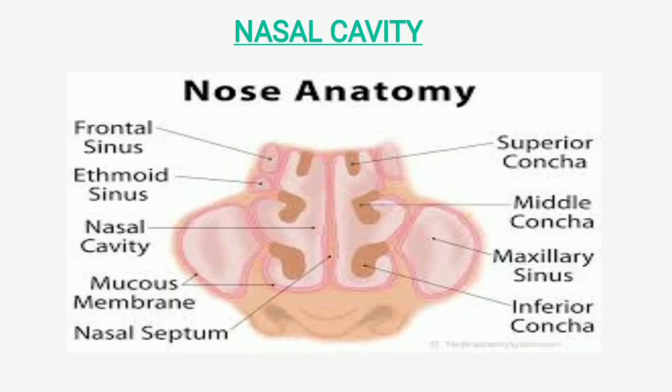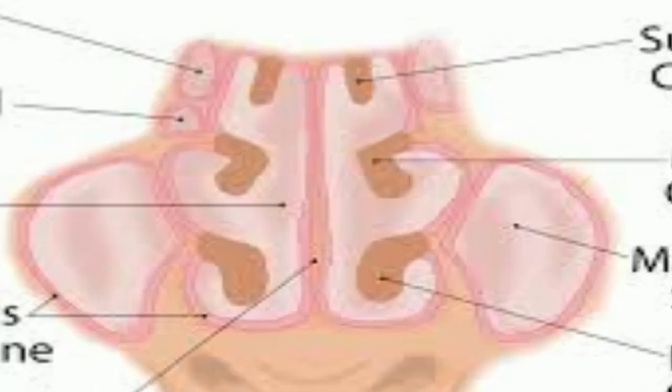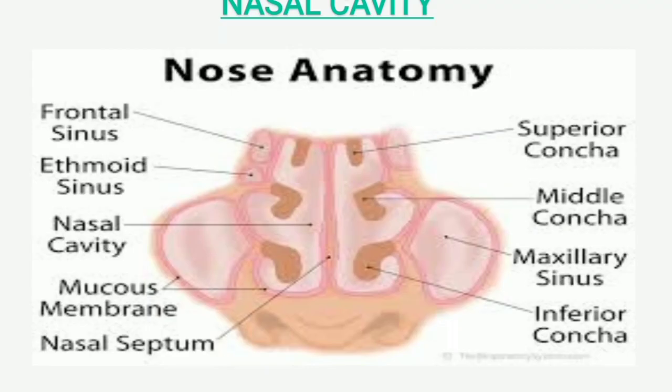Next is nasal cavity. This is the structure of nasal cavity, internal structure of nose. It includes nasal septum. Nasal septum divides the nose into left and right portion. Then there is mucous membrane. Mucous membrane traps any dust particle present in the air that is inhaled and it purifies the air.